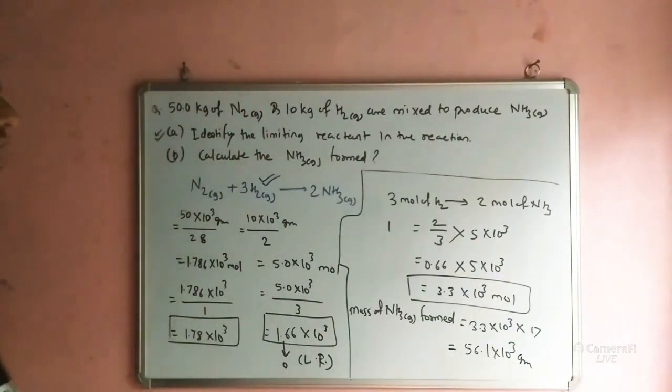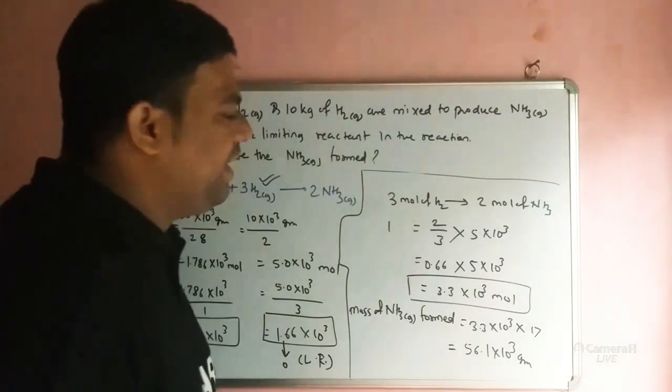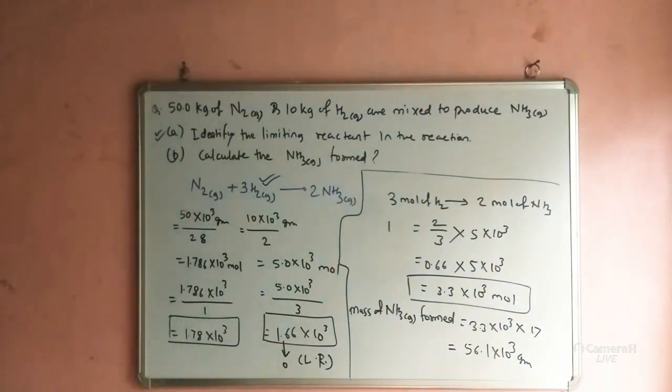So I hope you understood this thing clearly. You can cross check your answer, beta. This much gram you will get. So beta, you have to write this as your answer.